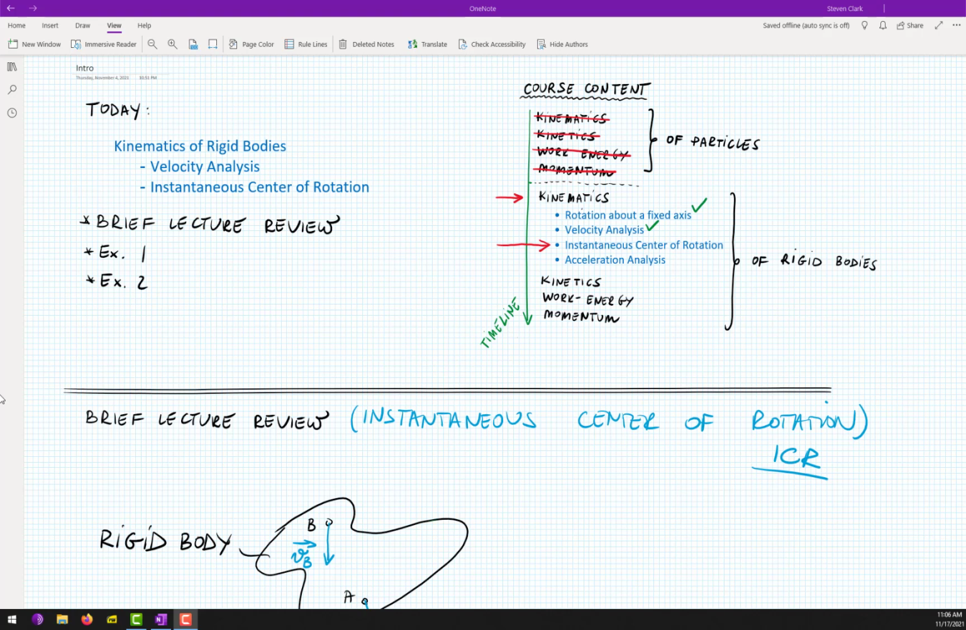Today we will continue our kinematics of rigid bodies, and we will focus on instantaneous center of rotation.